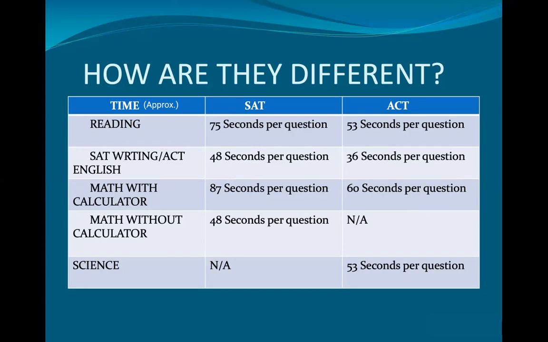Now for the math without calculator. In SAT, you have 87 seconds per question, and in ACT, you have 60 seconds per question. And for the math with calculator, you have 48 seconds per question, but in the ACT, there's no section of math where you get to use a calculator. And then in SAT, there is no science section, and in the ACT, you get 53 seconds per question.